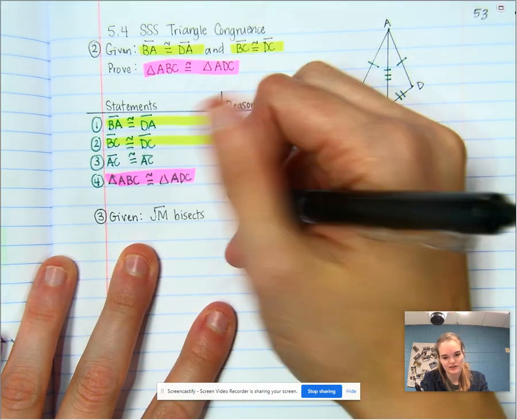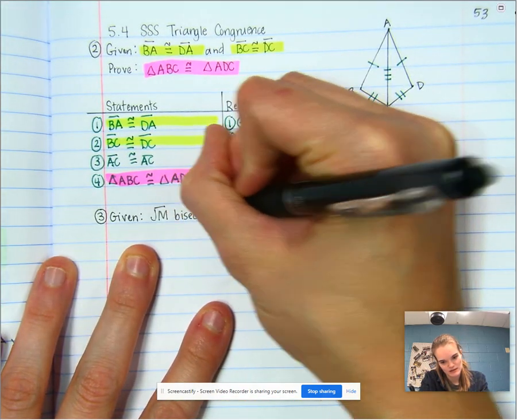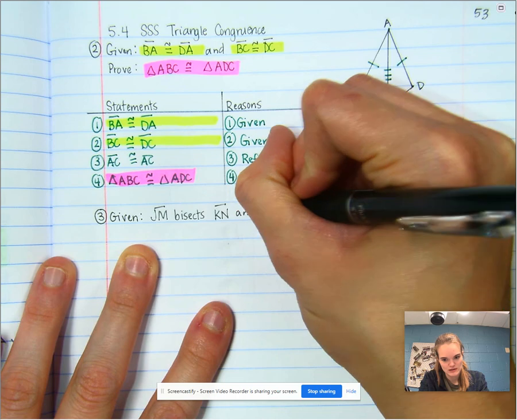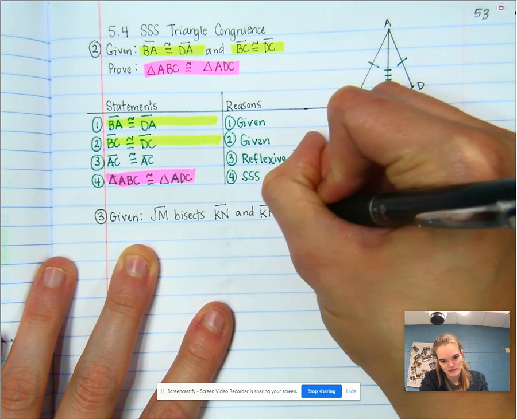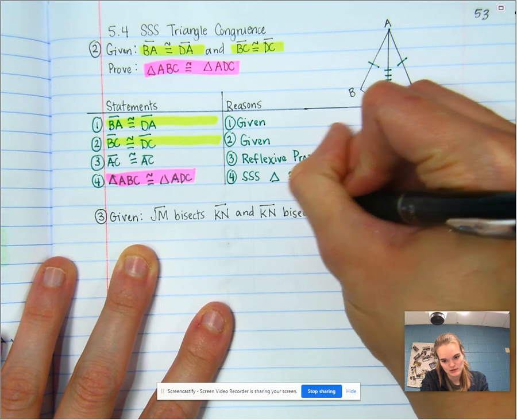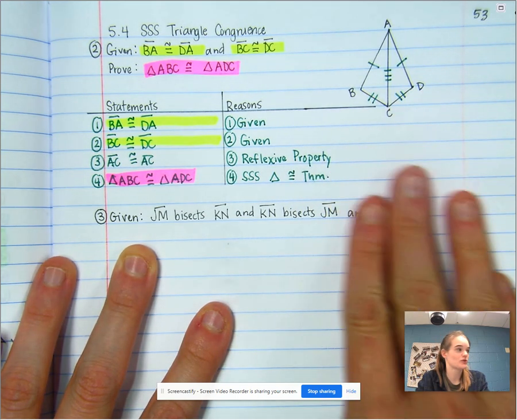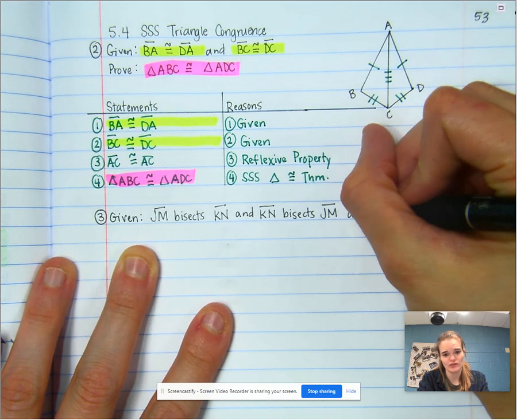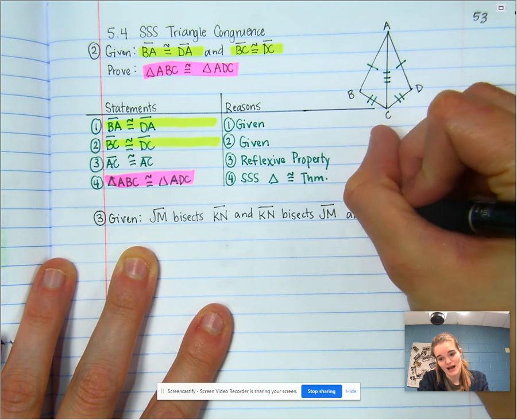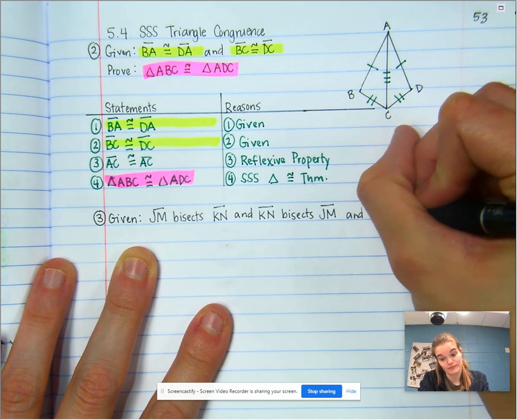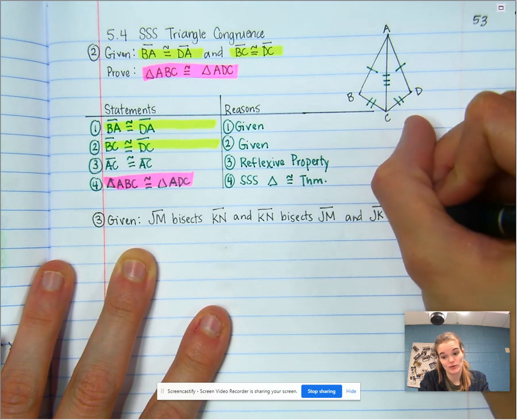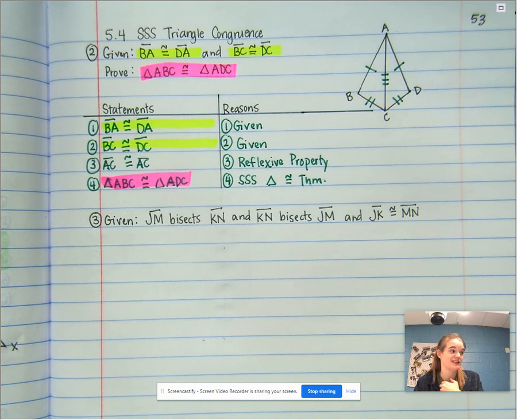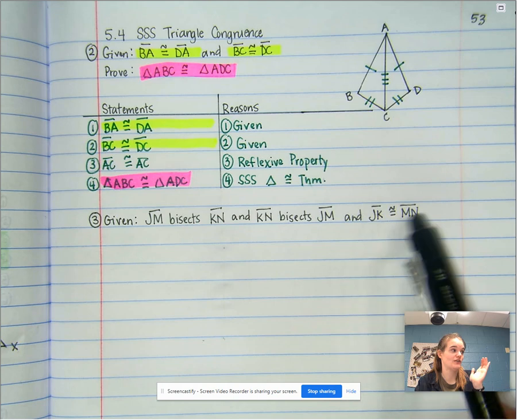So JM bisects KN, and KN bisects JM, and see what I mean is they could have stopped right there and you can prove this by side, angle, side. But they didn't. They decided, let's make this a side, side, side proof. I wonder if you can do it both ways. If you can, I'd try it both ways. It's a good practice problem. I'll actually go back and show you the side, angle, side one that we did. It's exactly the same if they had left this off.